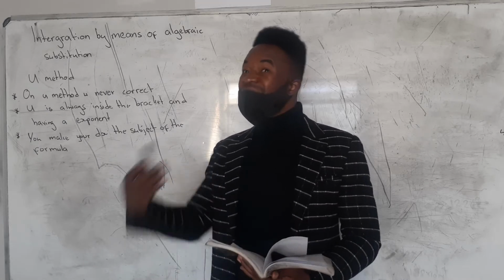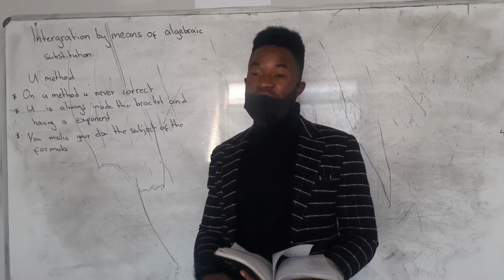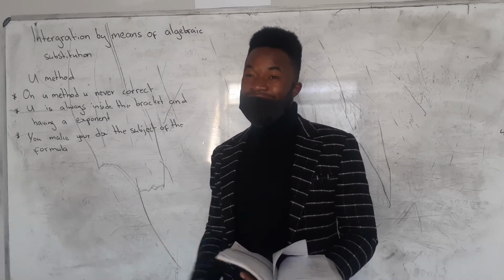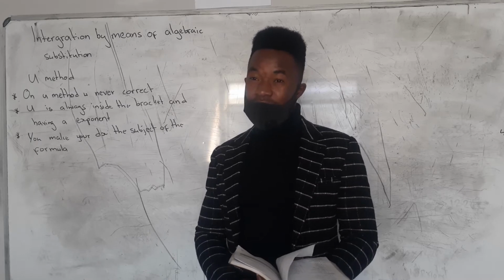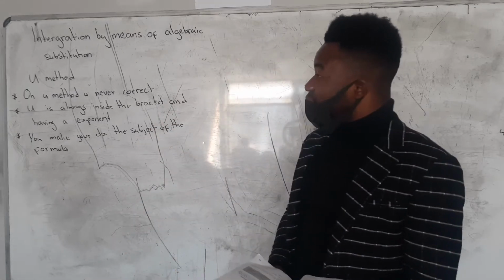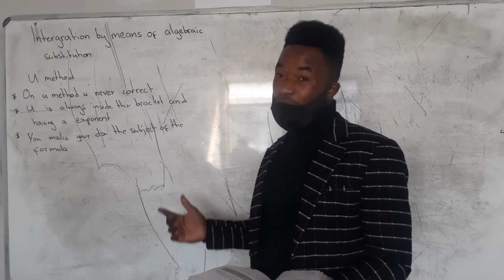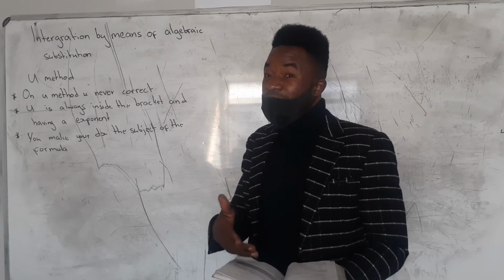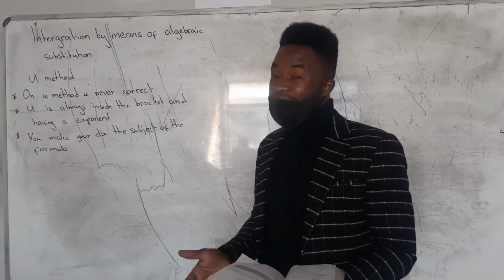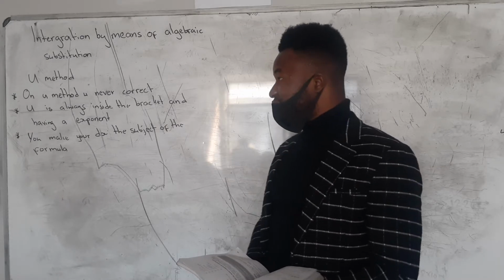So it's just a combination of everything that we're doing, but you have to select U and make dx the subject of the formula. So I just write these points that you must know. The first one: on the U method you never correct. Remember on the previous one we were correcting, but on this method you don't have to correct.